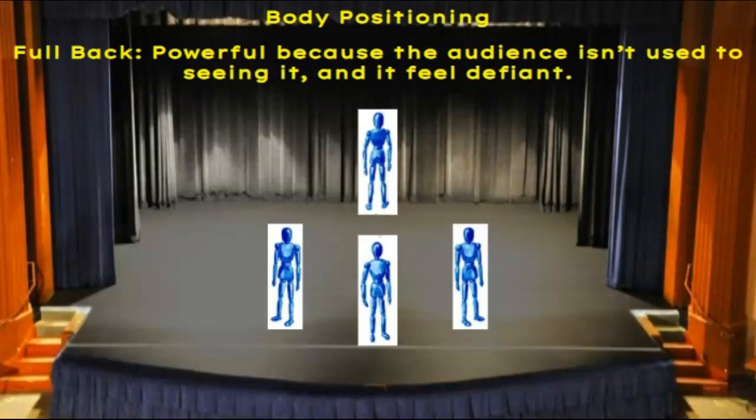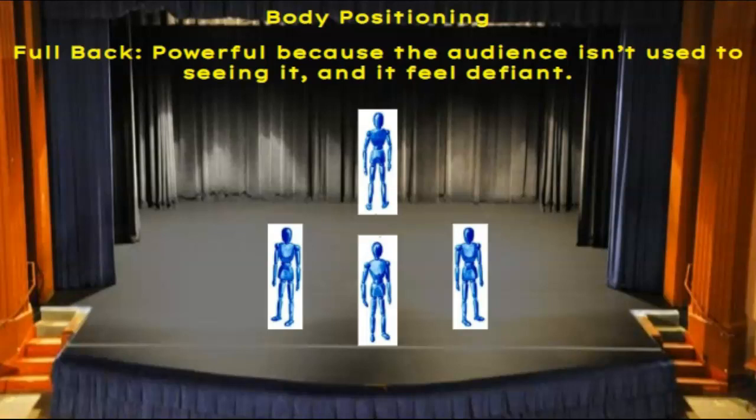Here we have our third most powerful body position, and that is the full back. Now you might say, what about all the other ones? What about profile and three-quarter turned? Those are not as powerful, and I'll tell you why. The audience isn't used to seeing someone's full back turned towards them in a play, so that's automatically going to make them go, huh, what's up with that?